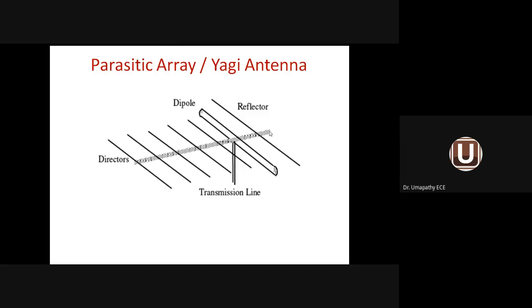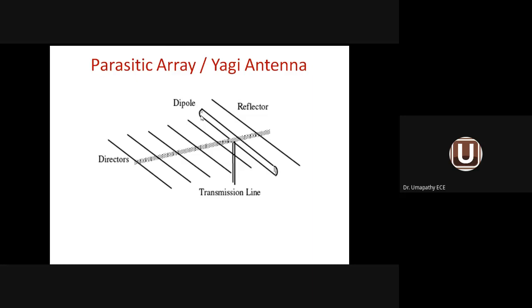So where are we passing the signal? We are passing the signal from the transmission line to the dipole, here at the center of the dipole. This one is called folded half-wave dipole, maybe of length lambda by 2. So this dipole is nothing but the active element. Reflector, and in the diagram we are having 5 directors. 1, 2, 3, 4, 5. 5 directors and 1 reflector available.